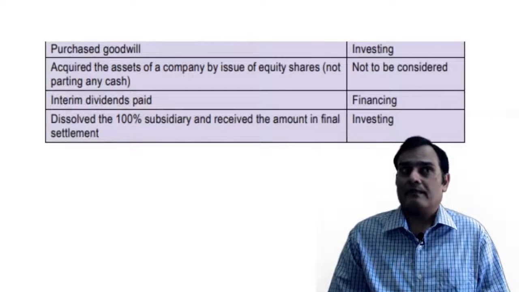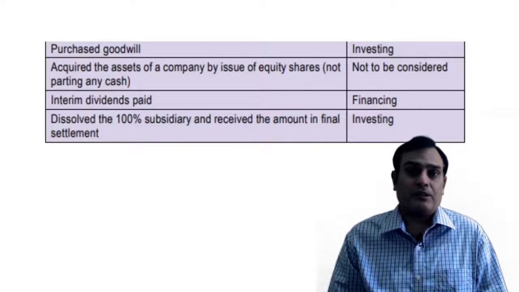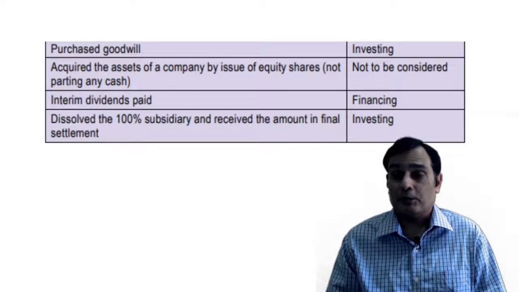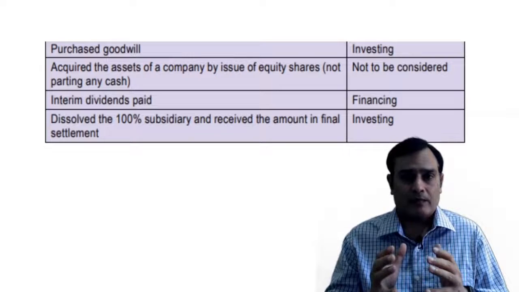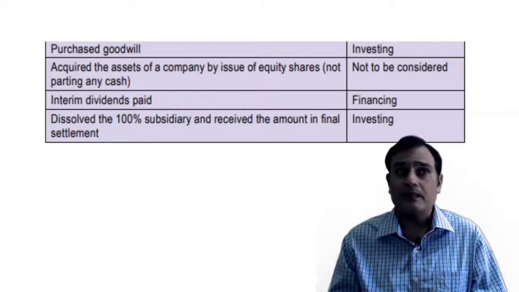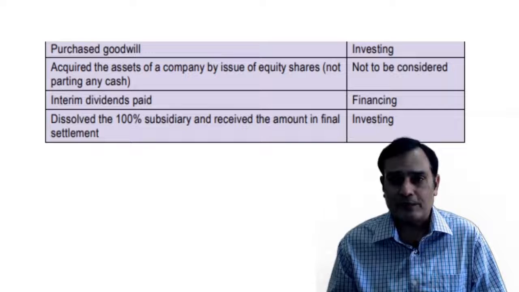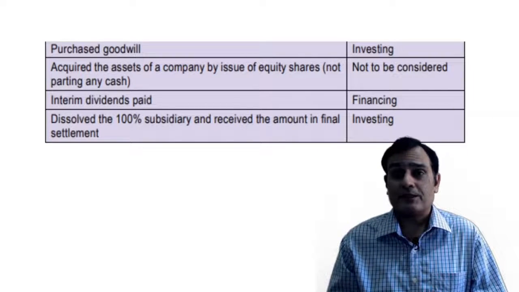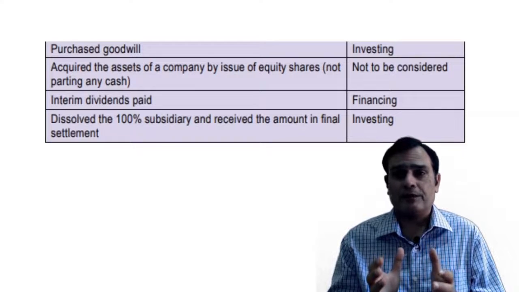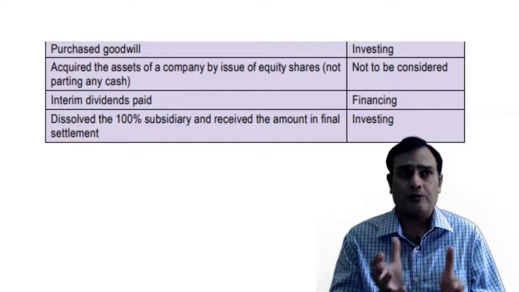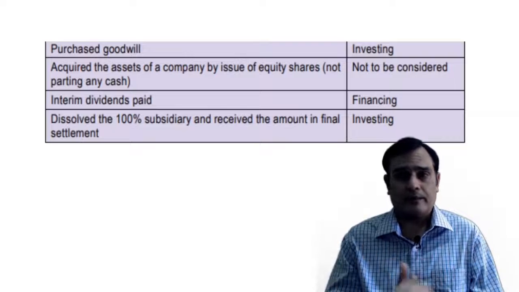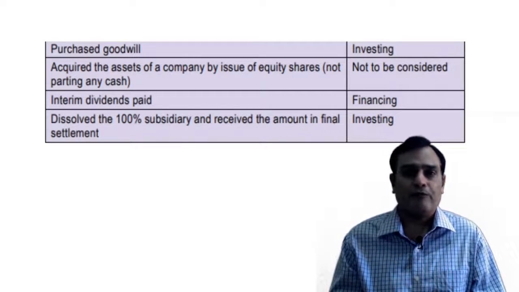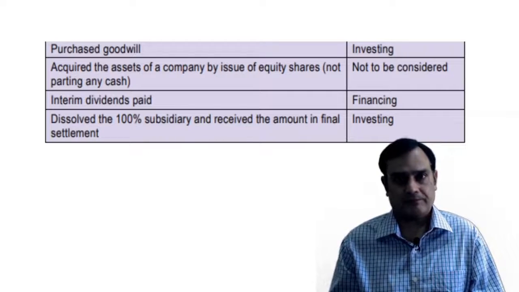Now let's consider that there has been a business acquisition, a business combination resulting in goodwill, which is of course purchase goodwill. Now since it's a part of the acquisition of the investment, this becomes investing activity in nature. Let's say we acquired the assets of the company and the consideration is paid by way of issue of equity shares. Well, in this particular case, there is no movement in terms of cash flow, so it would not be reflected in the cash flow statement.